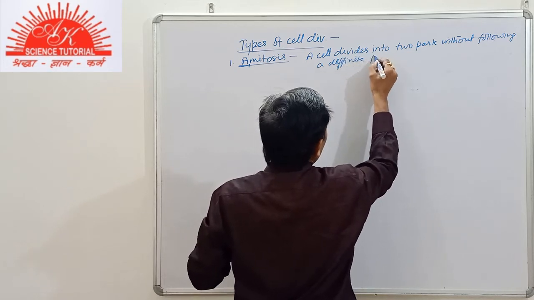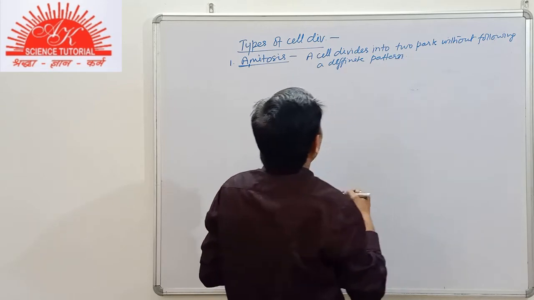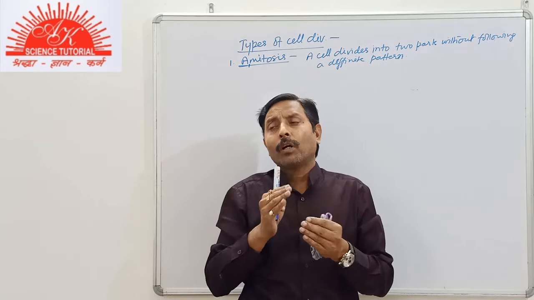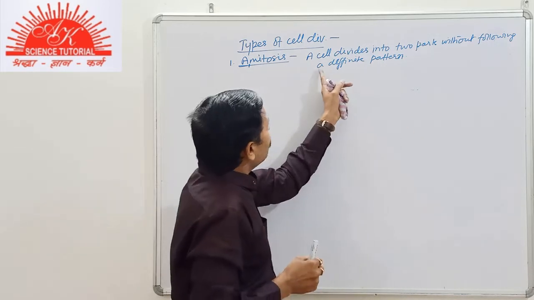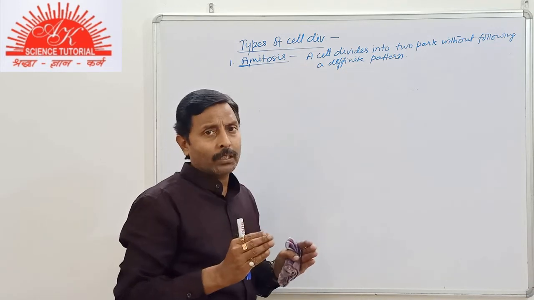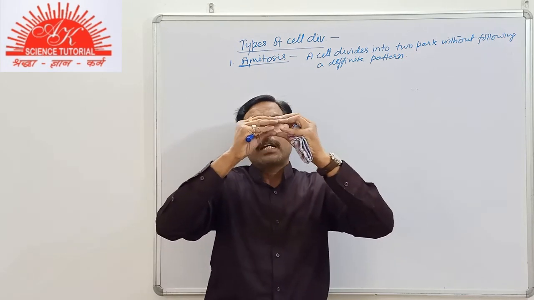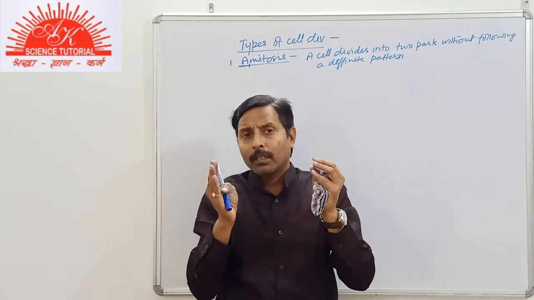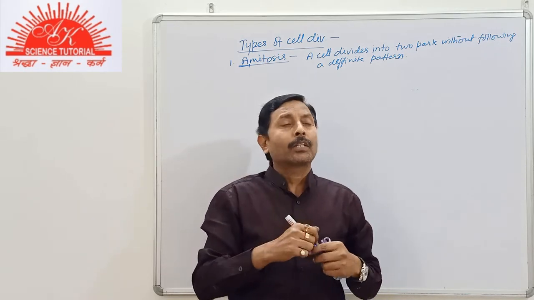Definite pattern means, like in mitosis, there is a sequence of stages one after another in which a cell divides. In this part, a cell divides into two parts, but there is no definite sequence, no definite pattern. It will just elongate and divide into two parts.